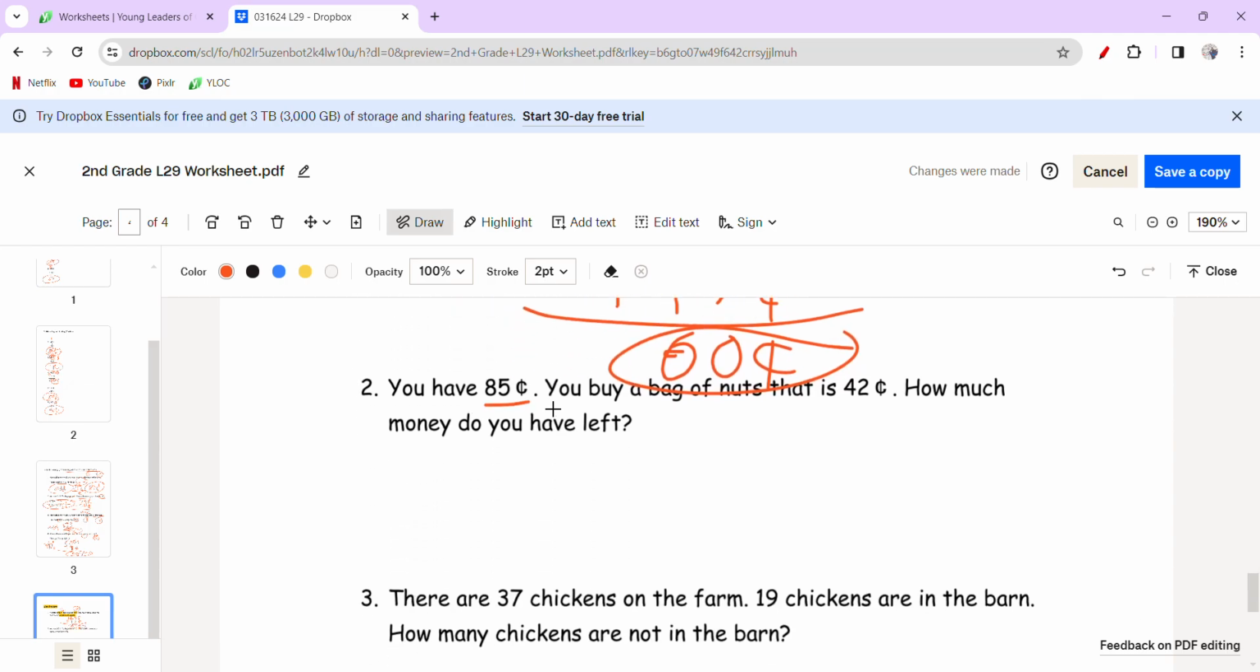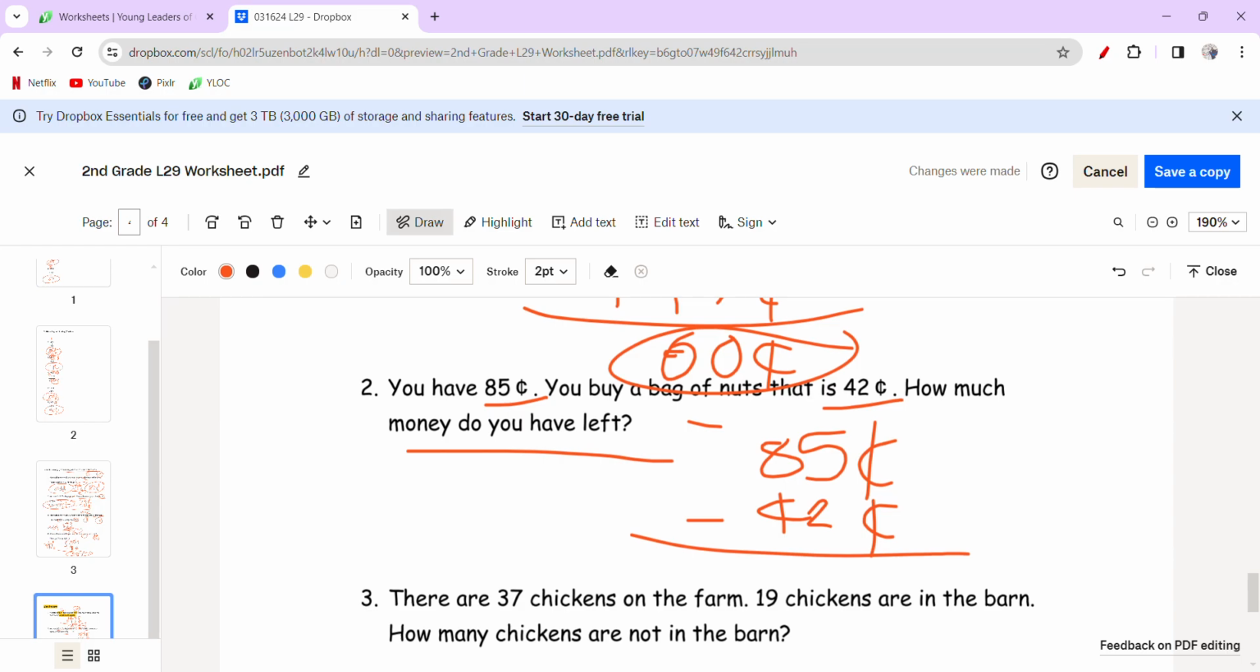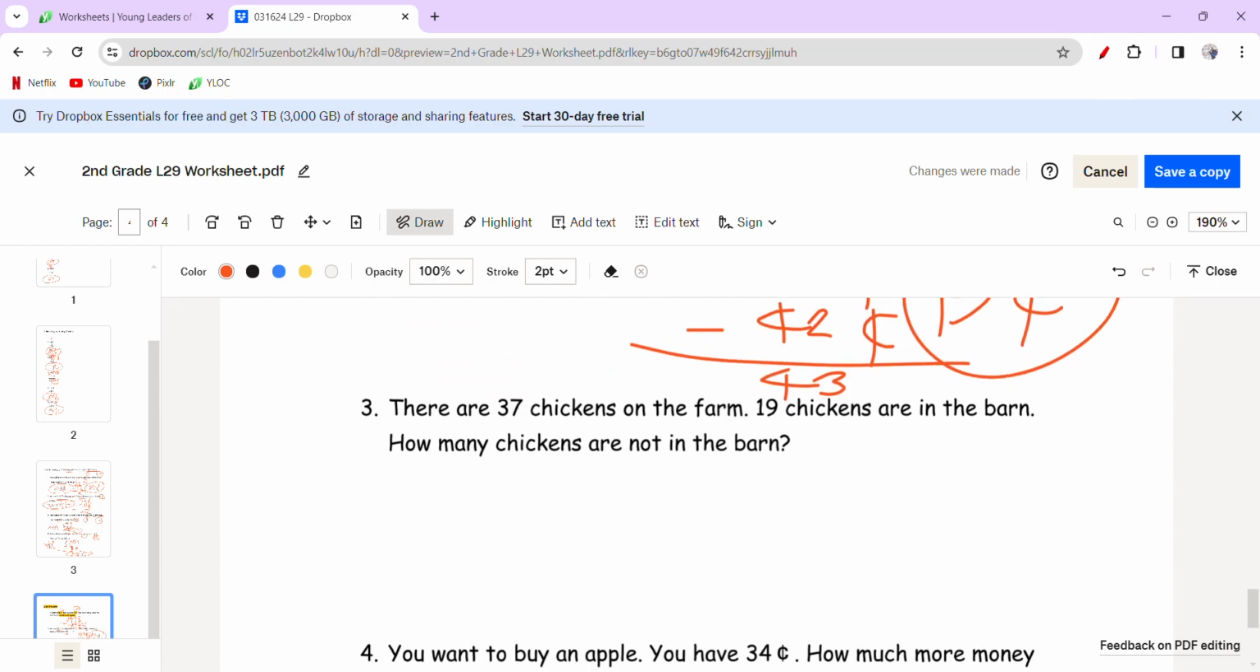You have 85 cents. You buy a bag of nuts. That is 42 cents. How much money do you have left? Okay, this is an example of subtraction. So basically you would get the larger number, right? The number you had originally. And the bag of nuts is 42 cents, so you will write it on the bottom to subtract. 5 minus 2 is 3. 8 minus 4 is 4. So you would have 43 cents left.